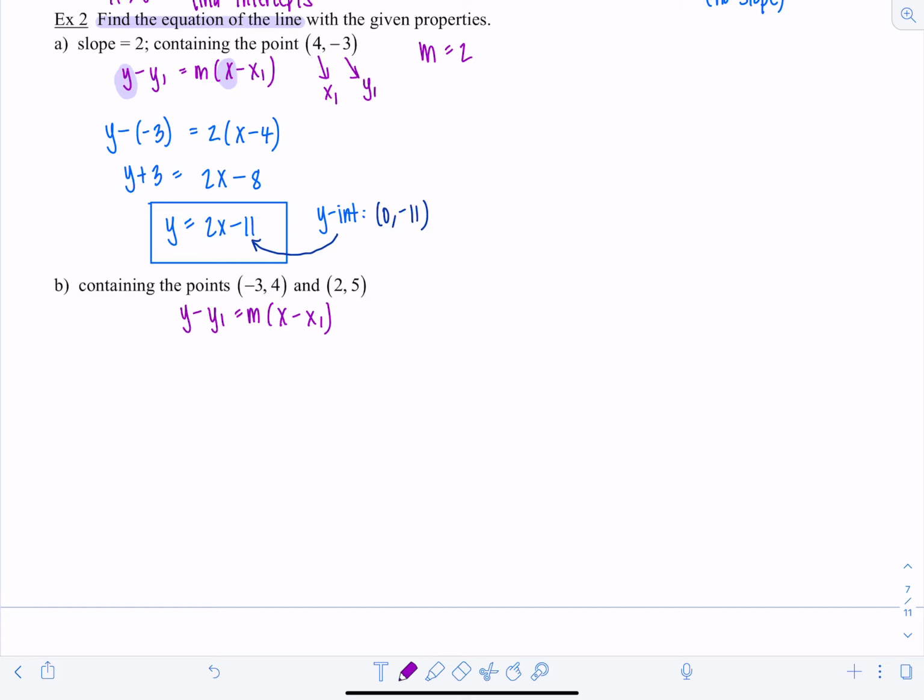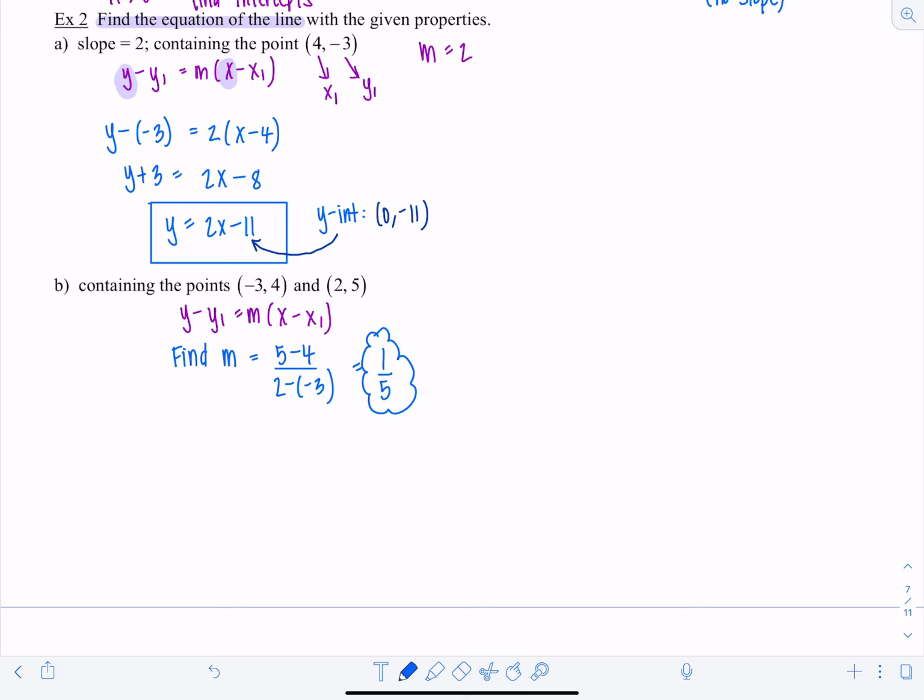What we can do is we can go ahead and find the slope ourselves since we have 2 points. So here we go. So y2, 5 minus 4, over x2 minus x1, so 2 minus -3, so that's 1/5. Okay, very good. So that's the slope that I'm going to use. That's m. And then now which point should we use? (-3, 4) or (2, 5)? Guess what? It doesn't matter. Do whatever you want. I'm going to go with (2, 5) just because I feel like it.